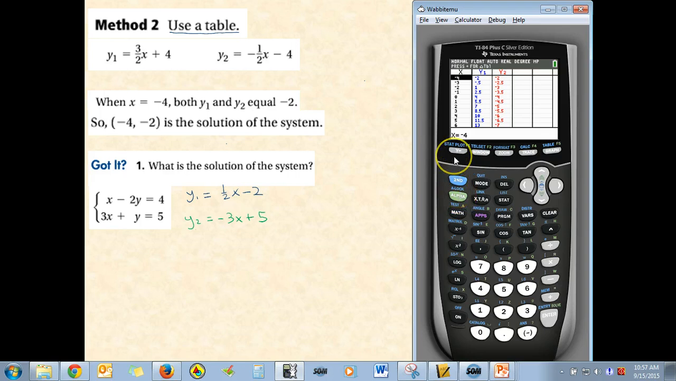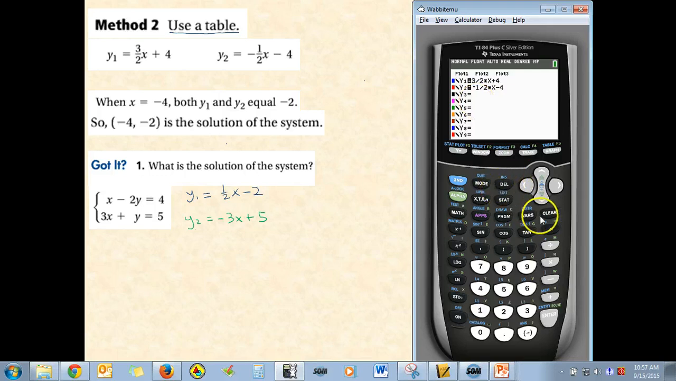Now I'll show you how to do this both ways on the calculator. Click on y equals so I can reset my y1 and y2. y1 is 1/2 x, which is the same as 0.5x minus 2. And y2 is, make sure you're using the negative sign, not the minus sign, negative 3x plus 5. Now I can look at a graph and a table on my calculator. If I click on graph, it's going to graph those two lines.